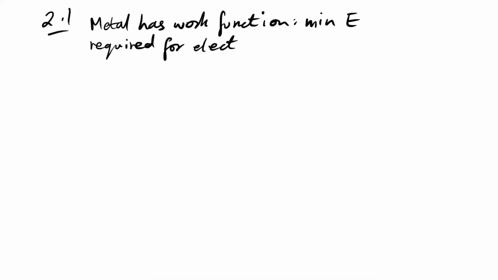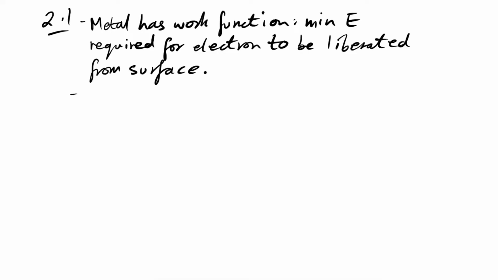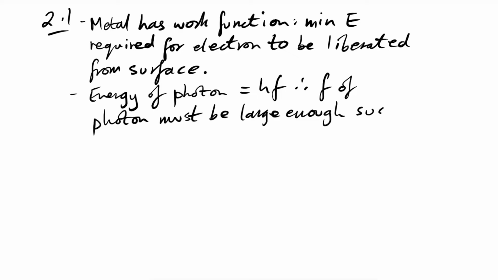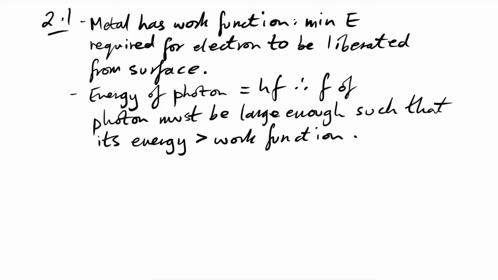Metal has a work function. Let's define that. It's the minimum energy required for an electron to be liberated from the surface of the metal. We know that the energy of a photon is equal to hf. Therefore, the frequency of the photon must be large enough such that its energy is greater than the work function. There we go, only 2 marks, I think that'll do.